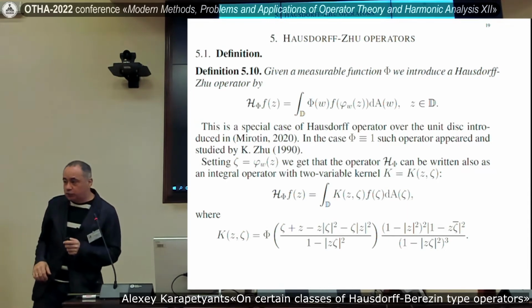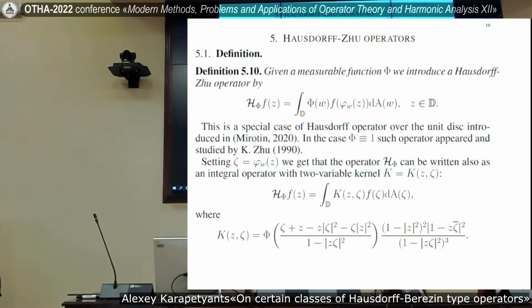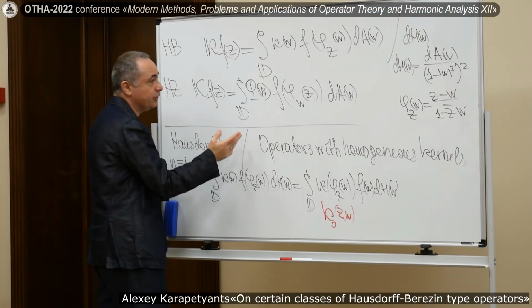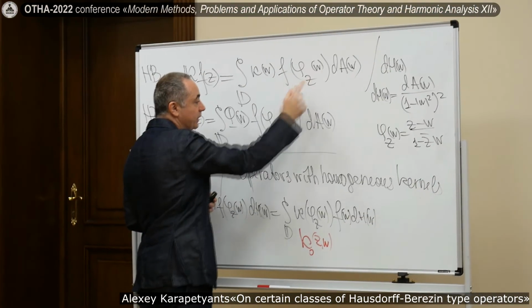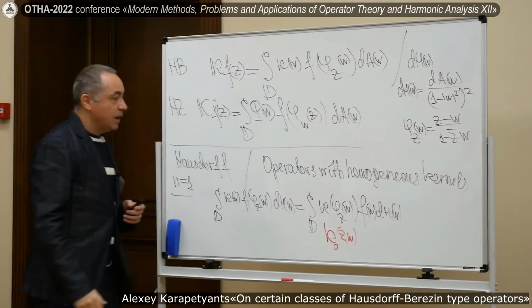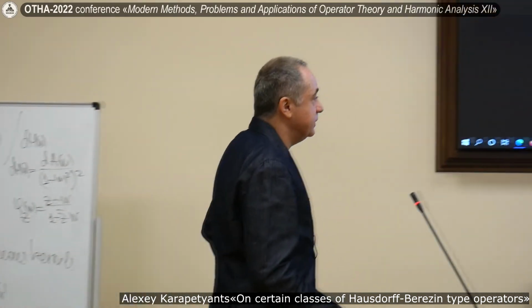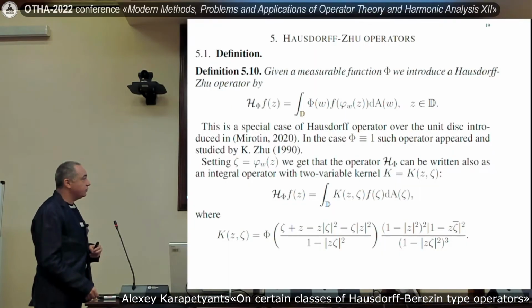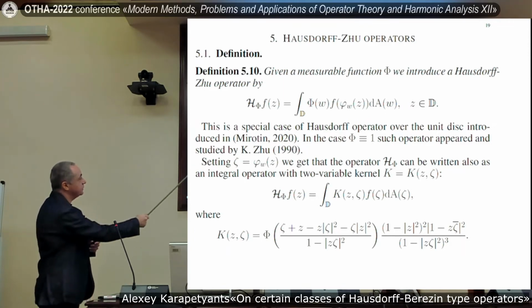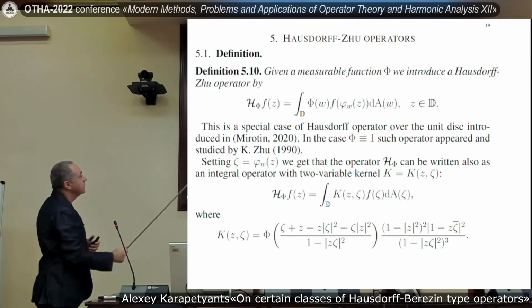Now, the Hausdorff-Zoo operator is something similar. You just replace z and w, vice versa. But this situation changes the operator drastically, and actually it was Mirotin who started to study these operators.